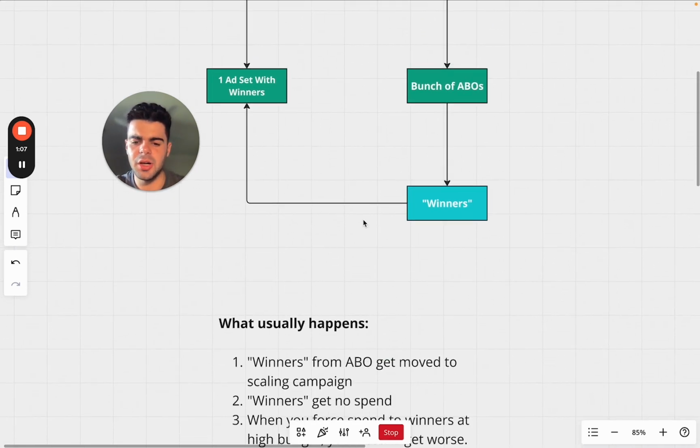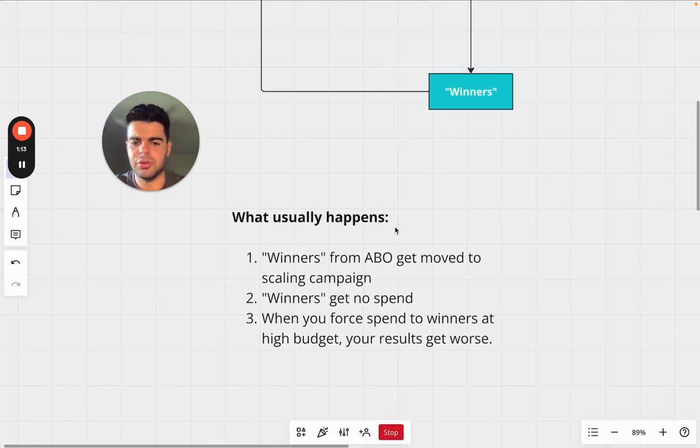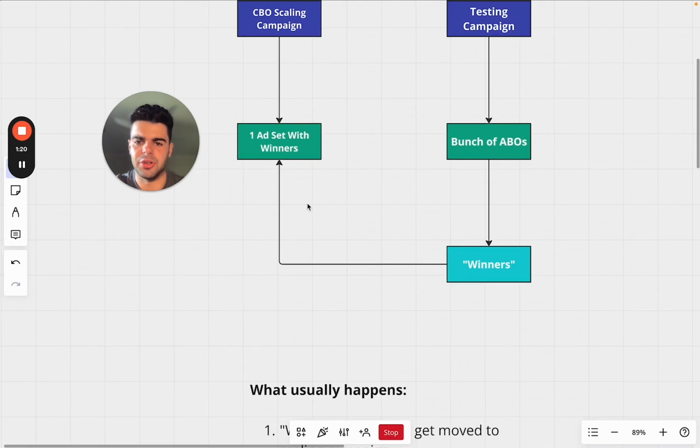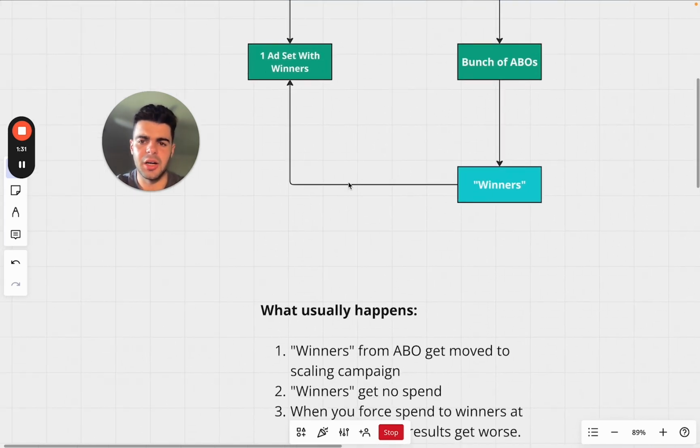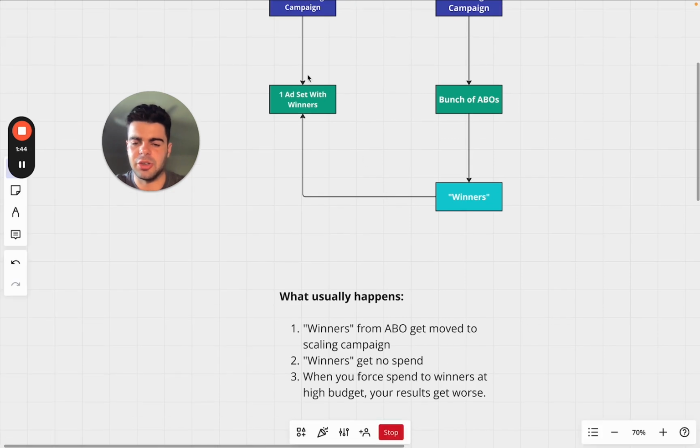But what usually happens when you run it like this is that winners get moved from ABO and then get moved into the scaling campaign. And then when the winners get no spend, a lot of the time people will try and force budget in this ad set to these new winners by maybe turning off some of their old ads and trying to get these winners that came from this ABO ad campaign to get spend. And it doesn't really work. What usually happens is that your results get worse when these winners come into your scaling campaign, and you're left with an ad campaign of ads that you've been running for ages, and you haven't actually got any new winners in a long time.